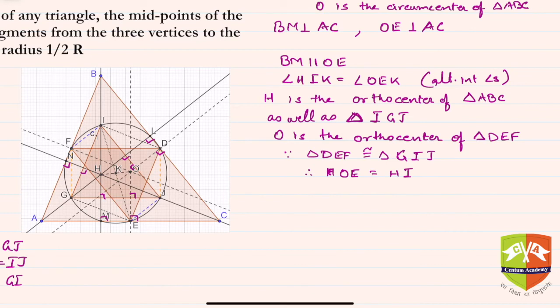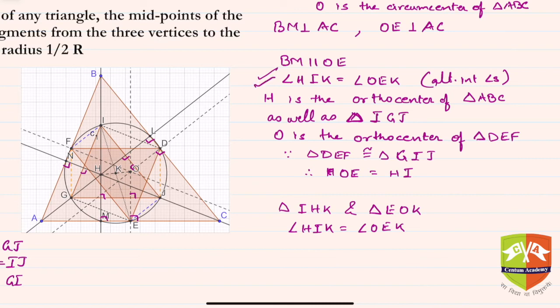Now consider triangle IHK and triangle EOK. So what do we know in these two triangles? I know that angle HIK is equal to angle OEK. We just proved above here, alternate interior angles.